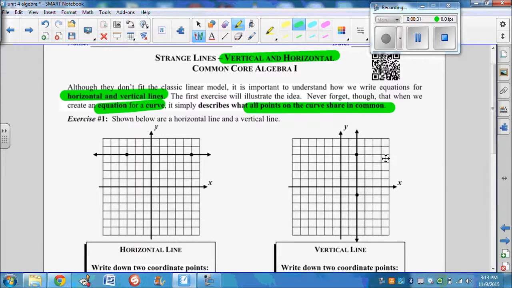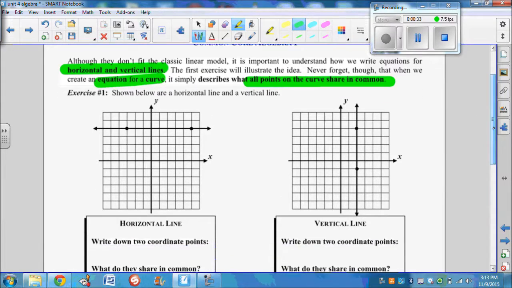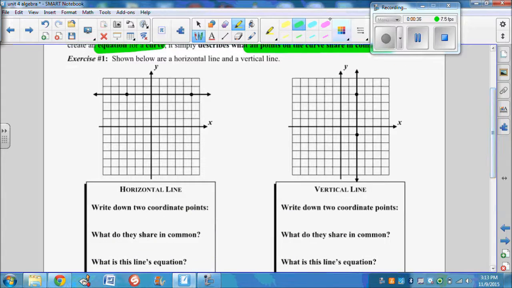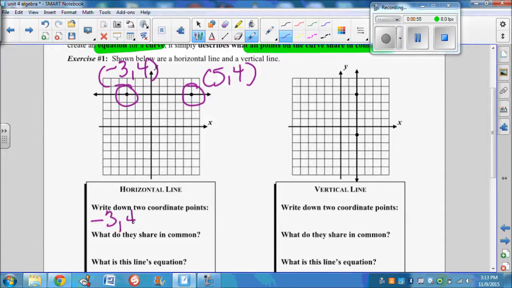It says shown below are a horizontal and a vertical line. This first one, we've got this horizontal line here, and it says write down 2 coordinate points. Let's pick those 2 that are on our graph. The point on the right-hand side is (5, 4), and the point on the left-hand side is (-3, 4). So putting those down.